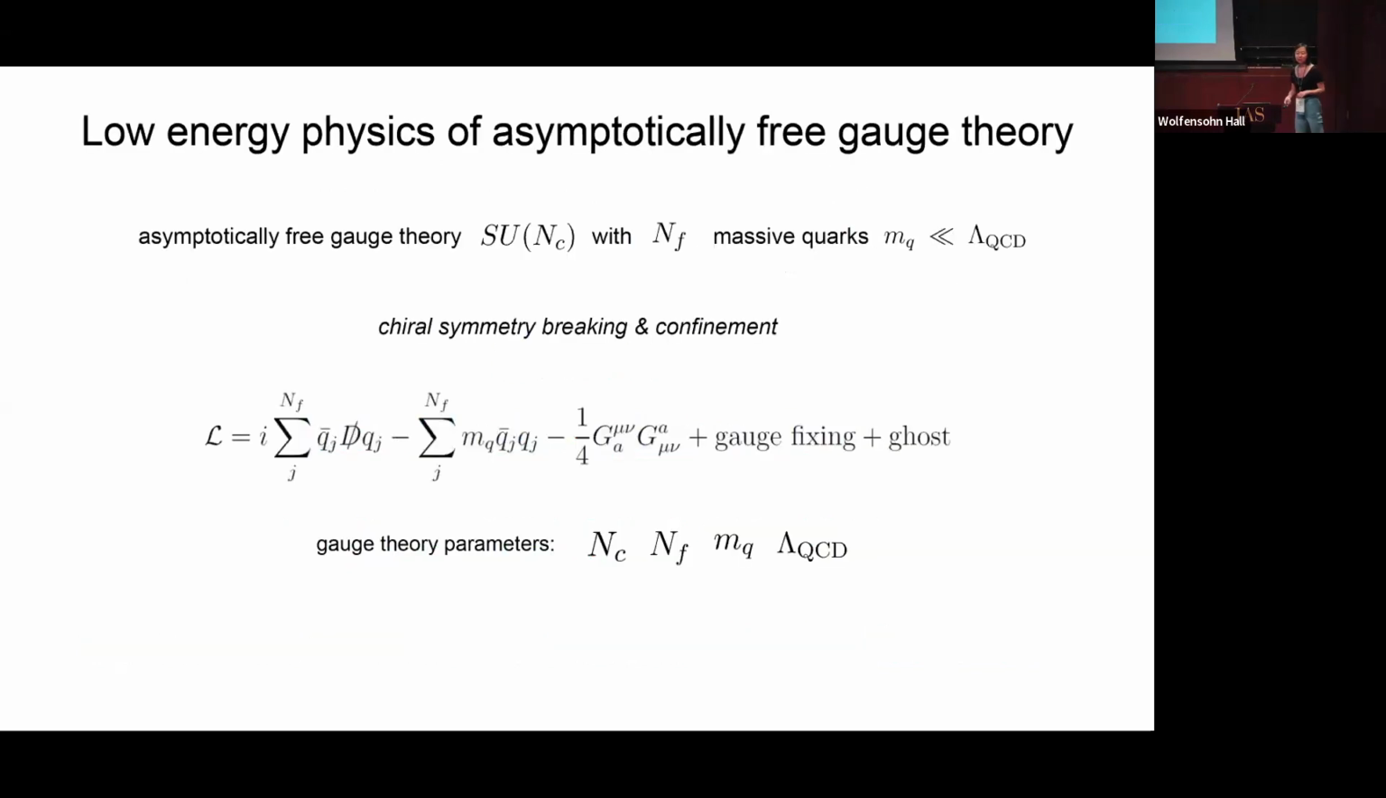Let me start with the basic motivation. We consider an asymptotically free gauge theory with NF massive quarks that undergoes chiral symmetry breaking and confinement. The theory is described by this QCD Lagrangian and is parameterized by a set of numbers. And a long-standing question is to understand what is the low energy physics of this theory.